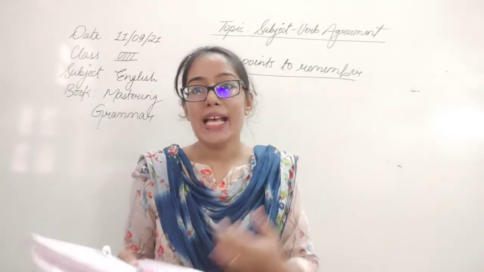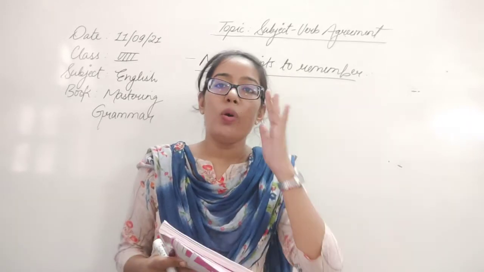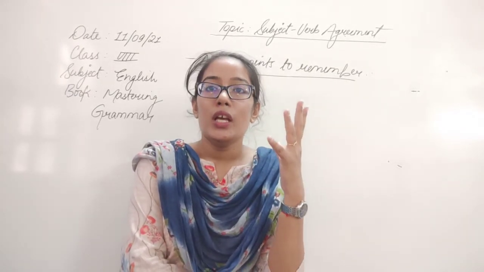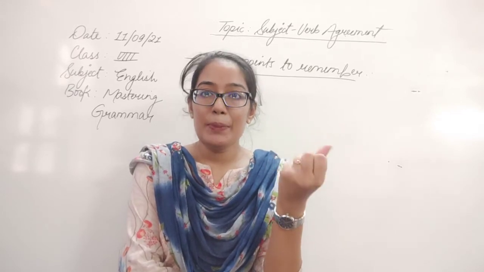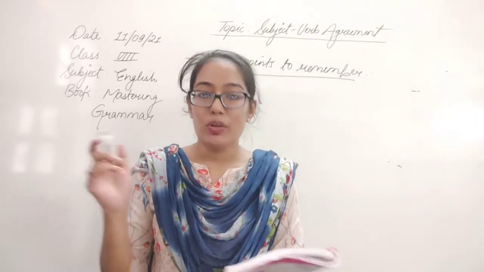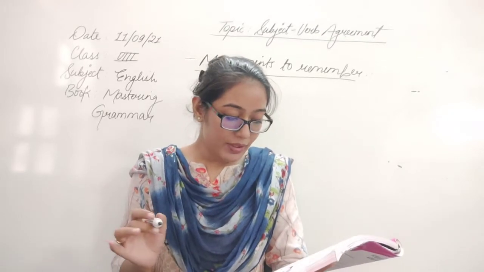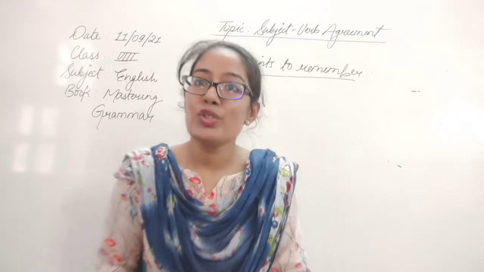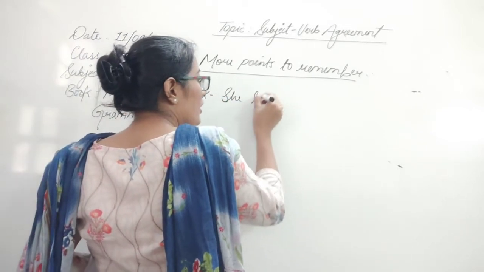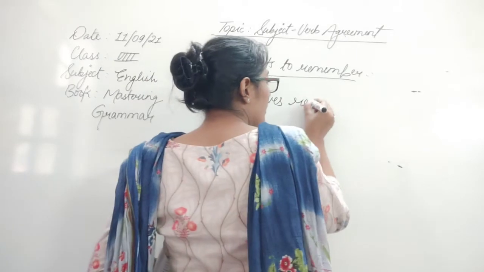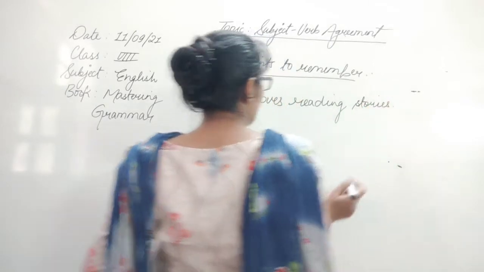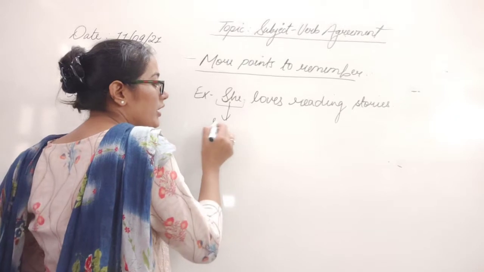They should be placed as close as possible in a sentence. So when we are talking about the subject-verb agreement, we should always keep verbs close to the subject of the sentence. Okay? Subject of the sentence. For example, she loves reading stories. Okay. So, in this data, she is the subject.